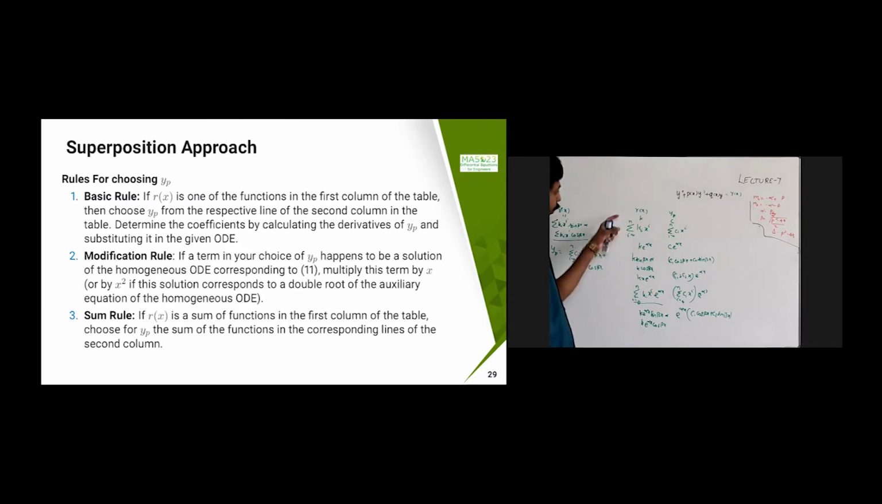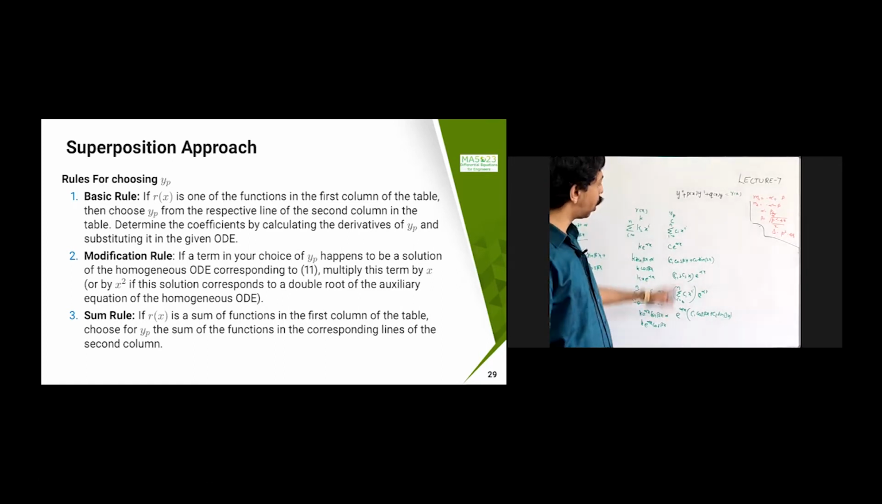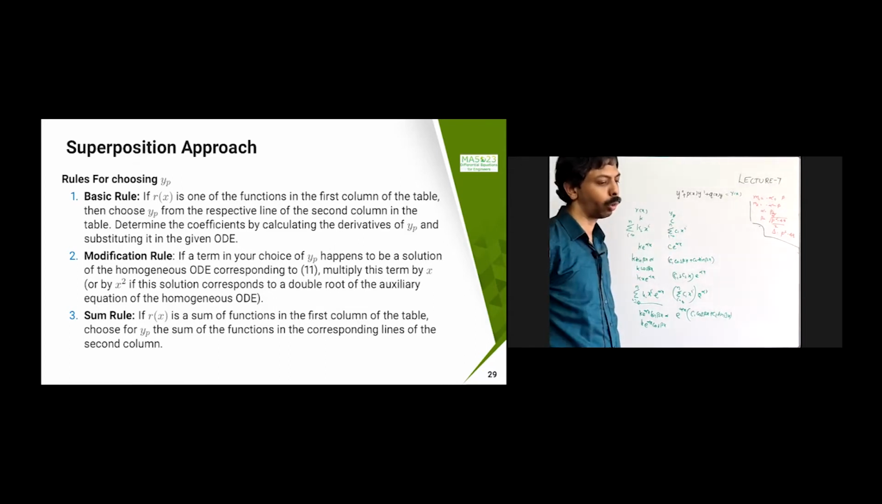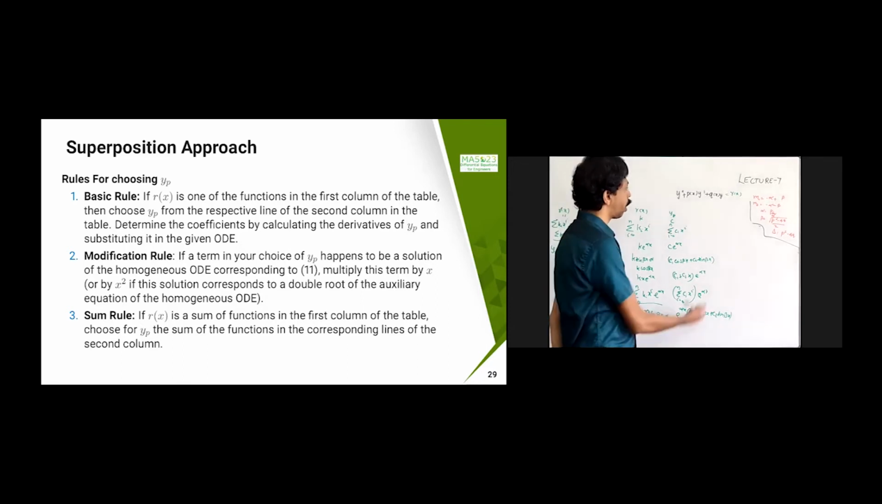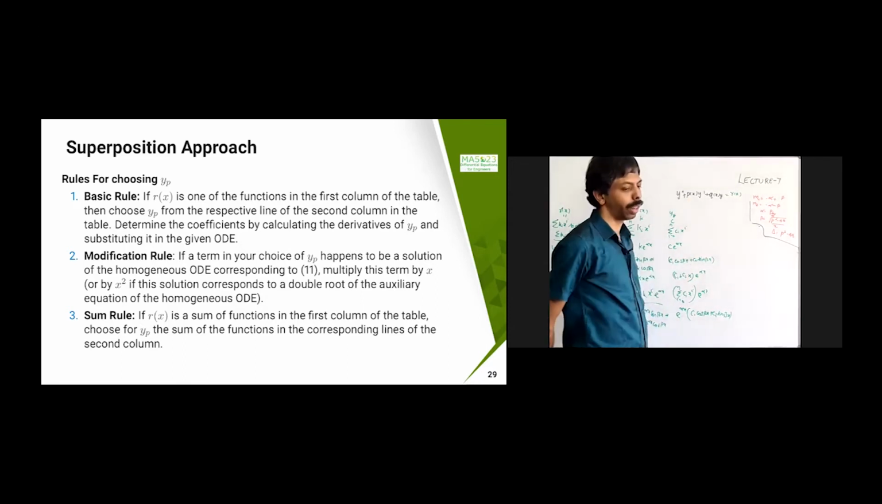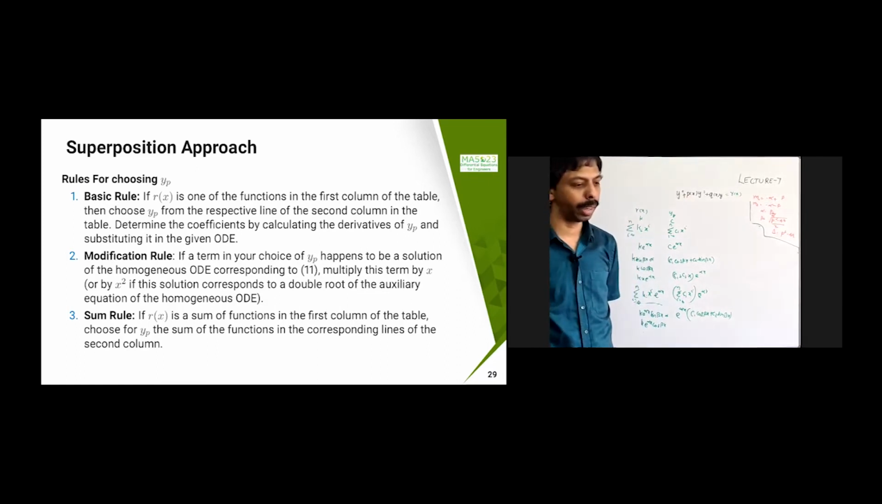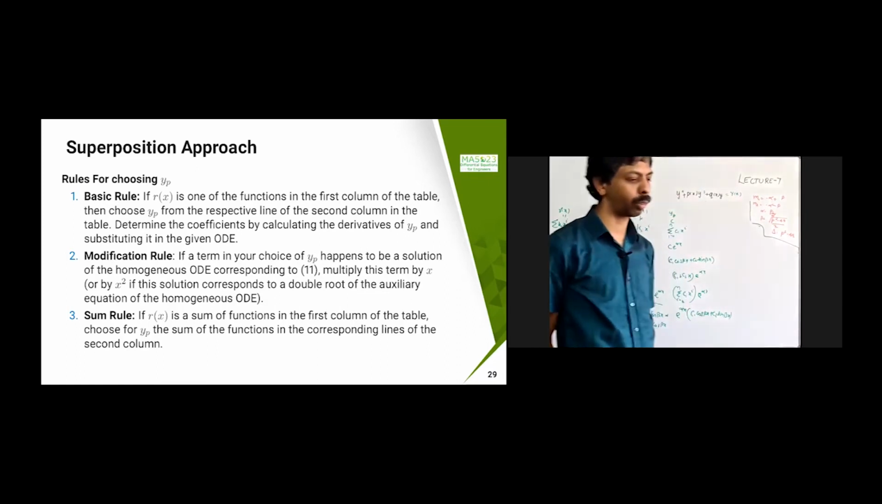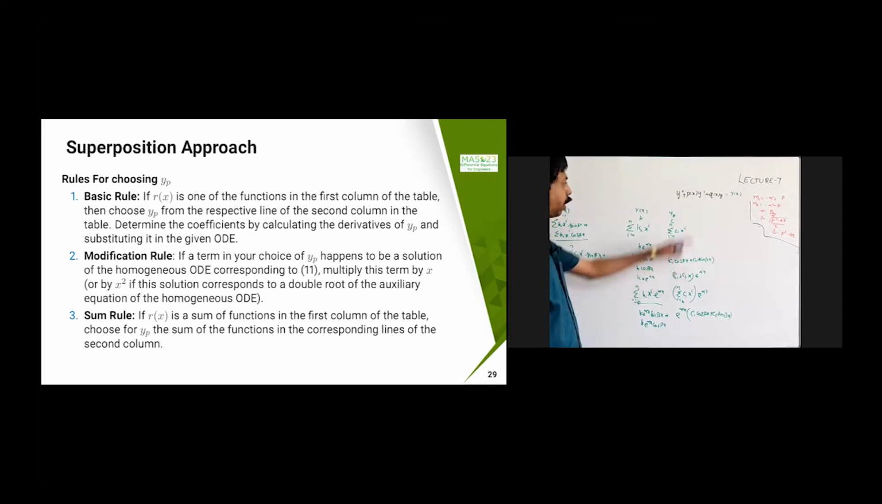So the basic rule: if R of x is one of the functions in the first column of the table, then you can choose the respective yp from the second column of the table. Then substitute it over here, calculate the derivatives yp dash and yp double dash, substitute them in this equation, equate on both sides, and then you find the answers.